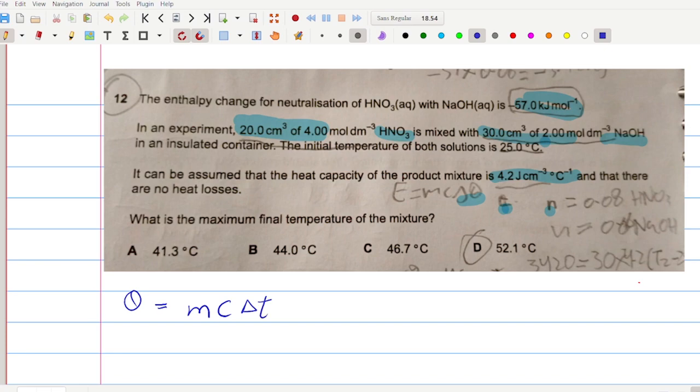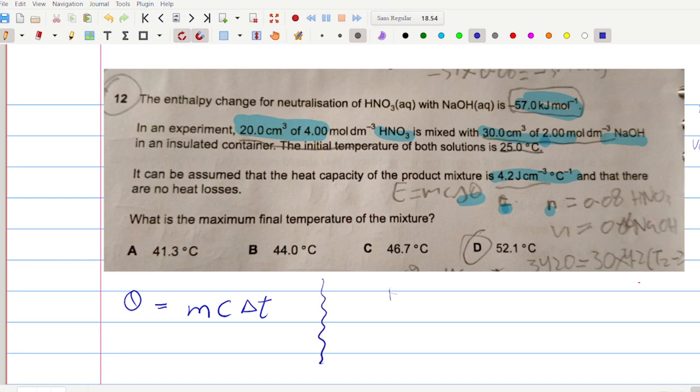First of all, we will see what we have. We have the volume of HNO3 and we have the volume of NaOH. Can you see? Is it going to be captured? No, it's not going to be captured over there. I have to write it here.